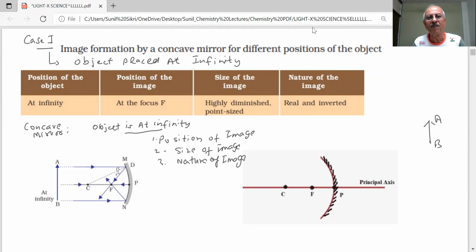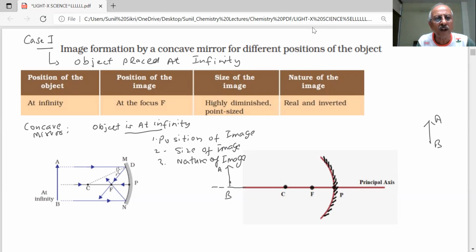And then that will look like a point object. Point size. That means the size of the object has become very, very diminished. How diminished? Like a point. So here we have shown, student, that this is my focus, this is my center of curvature. Now I am saying, okay, farther away, infinity. At infinity, student, I have an object, and I'm representing this object as A and B.